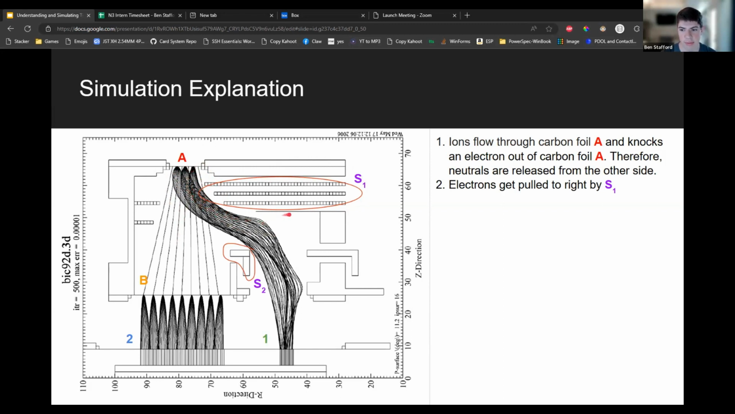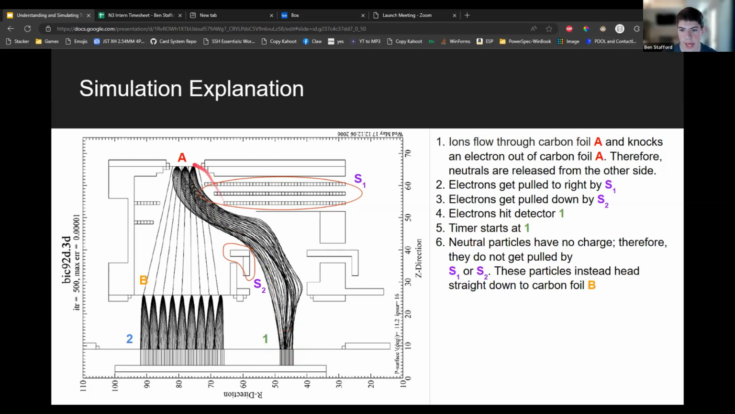You can kind of think of it like a magnet. So these are being pulled over by these 3 surfaces here, and these are charged with some voltage value. They get pulled down by S2, which is this L-shaped surface here. So they go down here, and now they hit detector number 1, which is this right here, and that starts the timer.